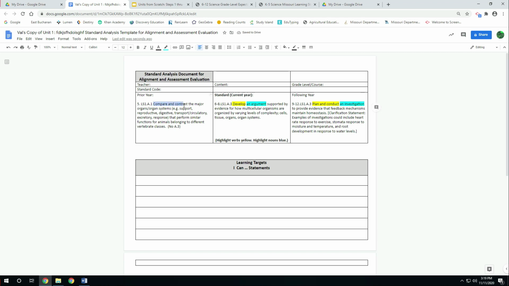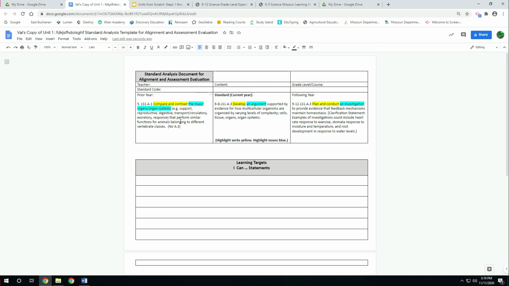Compare and contrast is my 5th grade. So I'm going to make that yellow. Those are verbs. And then what am I comparing and contrasting? The major systems that perform similar functions. Okay, that's just delineation on the major systems. Okay, and so now I can really look at my verbs. So in 5th grade, I was comparing and contrasting the systems. So that's pretty deep. So it's more than identifying the systems.